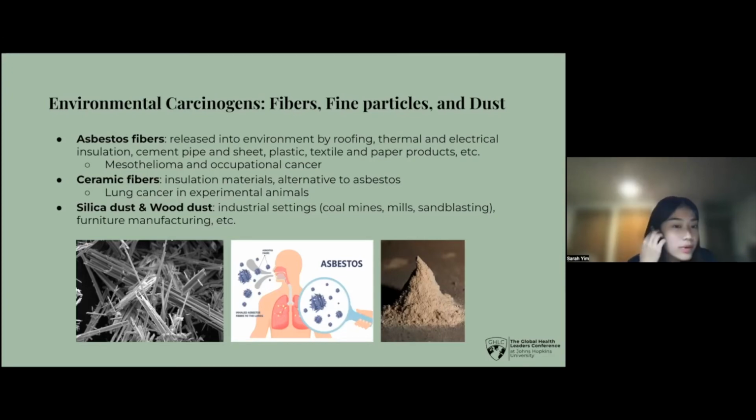And let's talk about ceramic fibers, which are used as an alternative to asbestos, but despite being used as an alternative, they can also be responsible for many cancer cases in certain experimental animals. Then we have silica dust and wood dust, which are also found in industrial settings like coal mines, mills, sandblasting, and also furniture manufacturing.